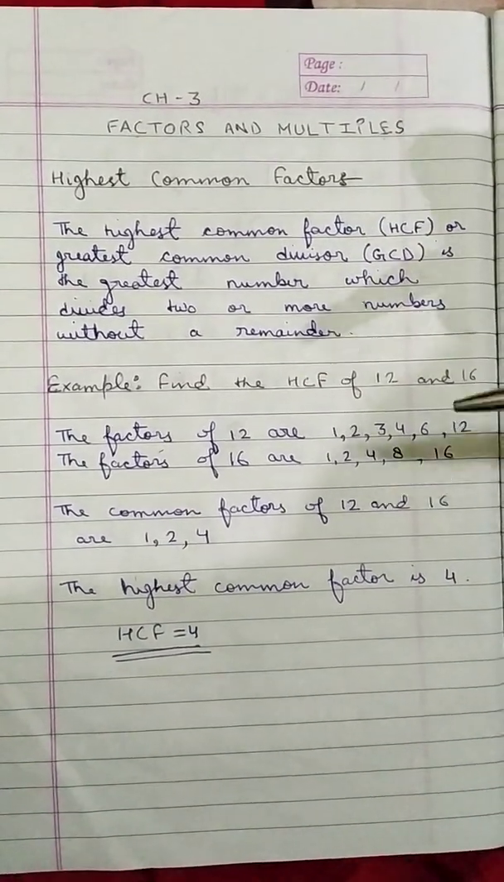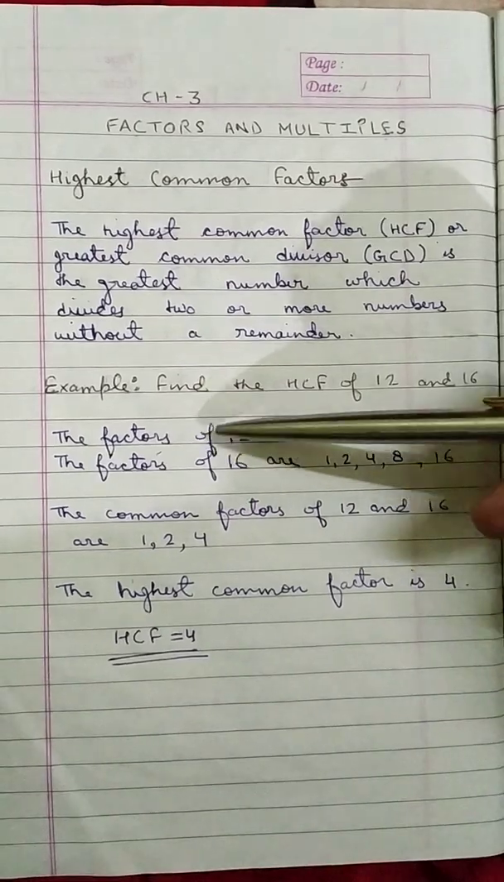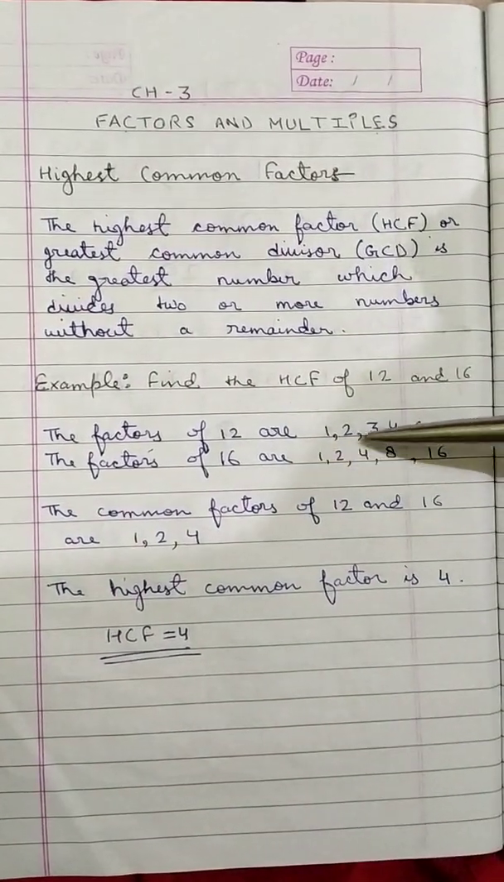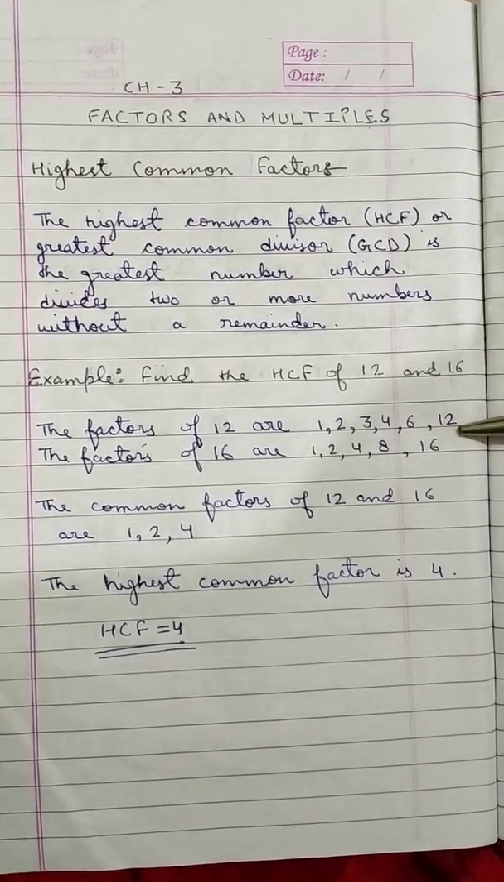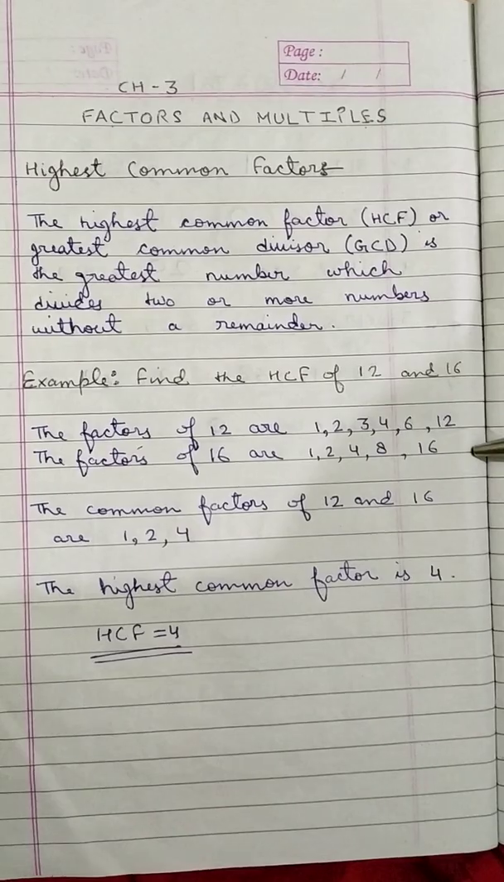For example, find the HCF of 12 and 16. First we have to find the factors of 12. So factors of 12 are 1, 2, 3, 4, 6 and 12. Factors of 16 are 1, 2, 4, 8 and 16.